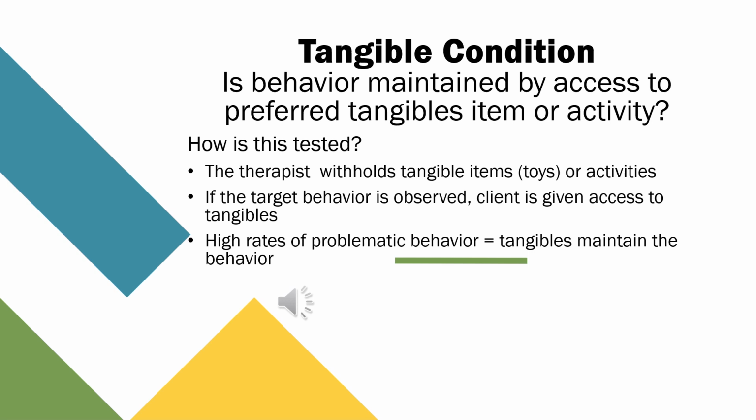Now we have the tangible condition. In this condition, the therapist wants to assess if behavior is maintained by access to preferred items or activities. The therapist withholds access to the tangible items, such as toys, games, or preferred activities. If the client engages in the target behavior, access is given to the tangibles.